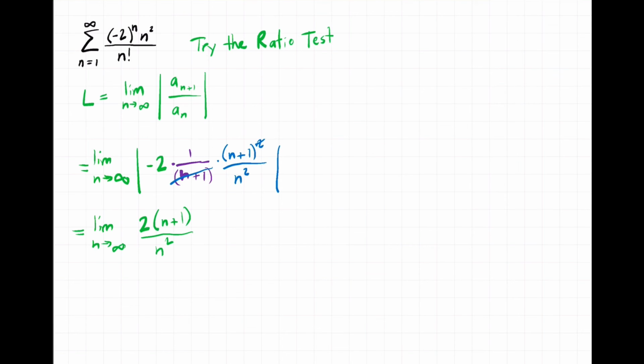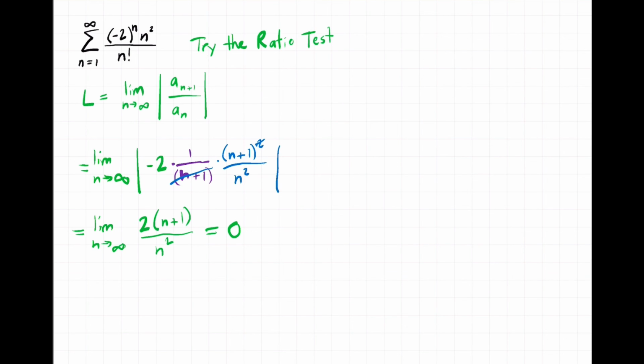Now at this point, we're just taking the limit of a rational function as n goes to infinity. This is easy. We know how to do this. You can do this the more rigorous way by dividing the top and bottom by a power of n. I would say divide the top and bottom by n to the first power in this case. But we're actually experienced enough now that we can justify just doing this the quick way, which is to note the top has degree 1. The bottom has degree 2. Since the power on n is bigger on the bottom, we know that this limit is going to be 0.